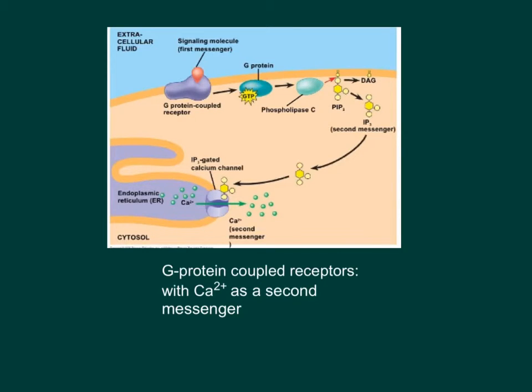But IP3 enters the smooth ER and activates calcium channels within the cell, which open up and even more calcium rushes into the cell. This increase in calcium levels within the cell activates calmodulin. Calmodulin then activates a CAM kinase, which then causes cellular effects.